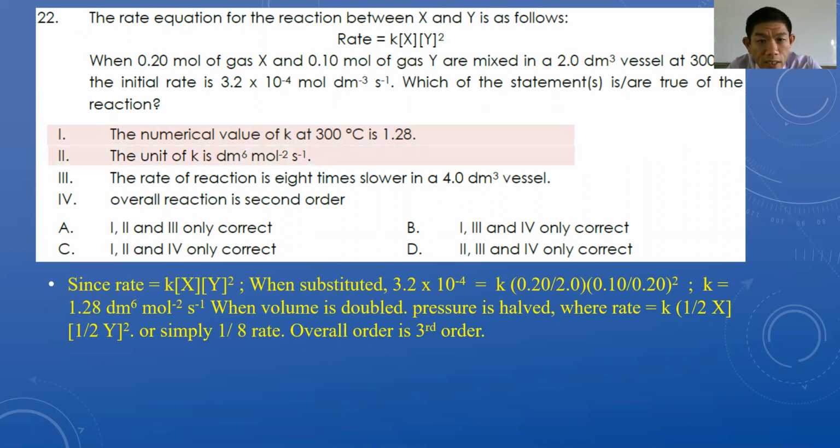Number 3, rate of reaction is 8 times lower at 4.0 decimeter cube. So when the volume is double, the concentration is half. So rate is equals to K half X and half Y squared, so simply 1/8 rate. Therefore, it is 8 times lower, which is number 3 is correct. And number 4, overall reaction is second order, which is wrong because overall order of reaction is third order. So the answer in here is 1, 2, and 3 correct.